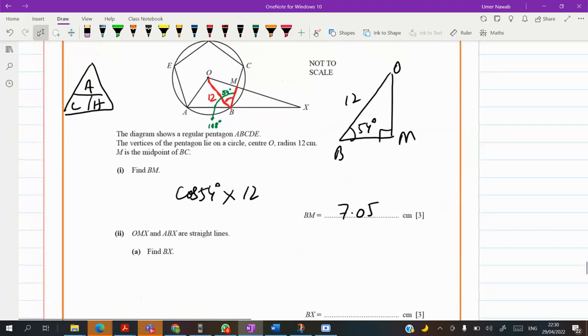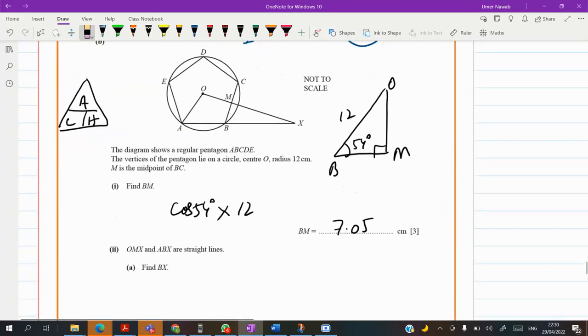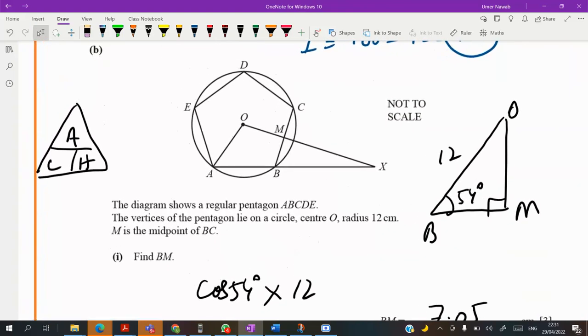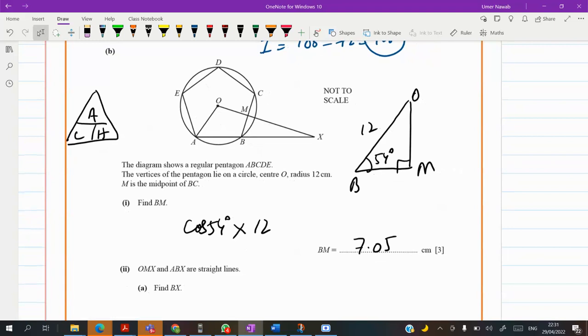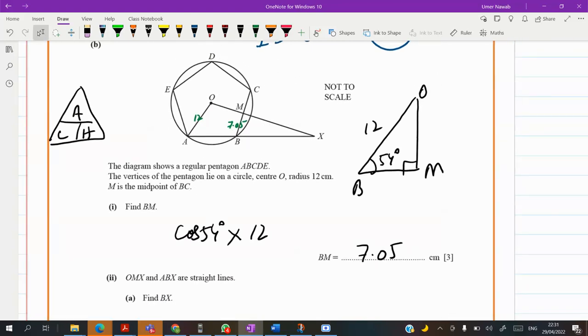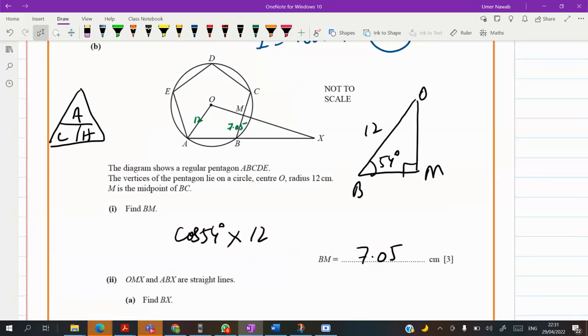We want to find BX. So if you want to find BX, because OMX and ABX are the straight lines, he has made us to find 7.05. This one, 7 point, we found it, 7.05, and the radius is 12. Now we want to find BX.